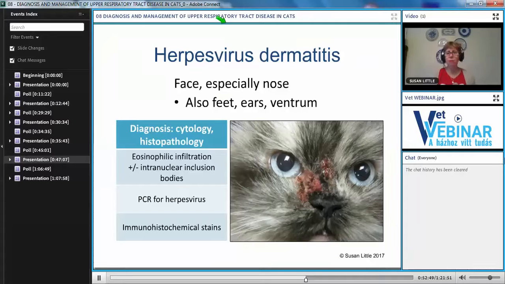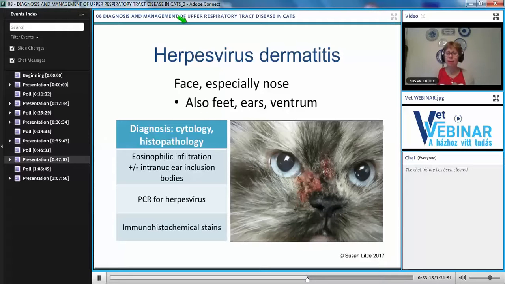We also sometimes can see dermatitis. This is a patient of mine with herpes virus dermatitis. You can see it here right on the bridge of her nose, and that's a common spot. It's usually on the face, especially in this area, sometimes on the nose itself, sometimes in this area between the nose and the upper lip. But usually somewhere on the face, you'll see the lesions of herpes virus dermatitis.